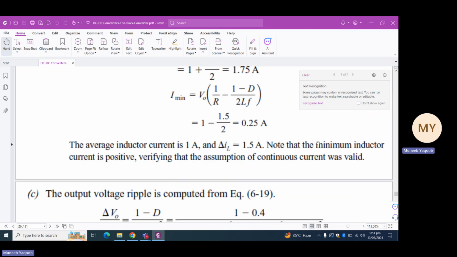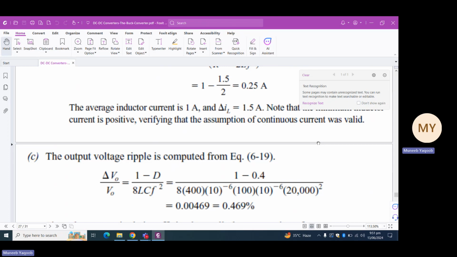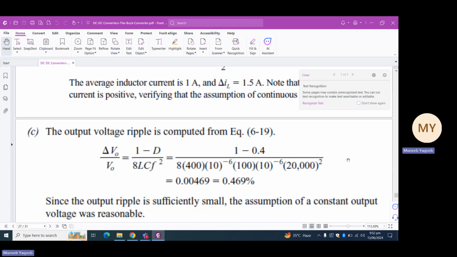Now coming to the third part of this numerical, we need to calculate the percentage ripple, that is delta V naught upon V naught. From the previous lecture, it was (1 minus D) upon 8 L C F squared. We are given everything, that is the value of the inductor, the value of the capacitor and the frequency as well. So we can easily see that the percentage ripple is 0.00469, or 0.469%. That is less than 0.5%.